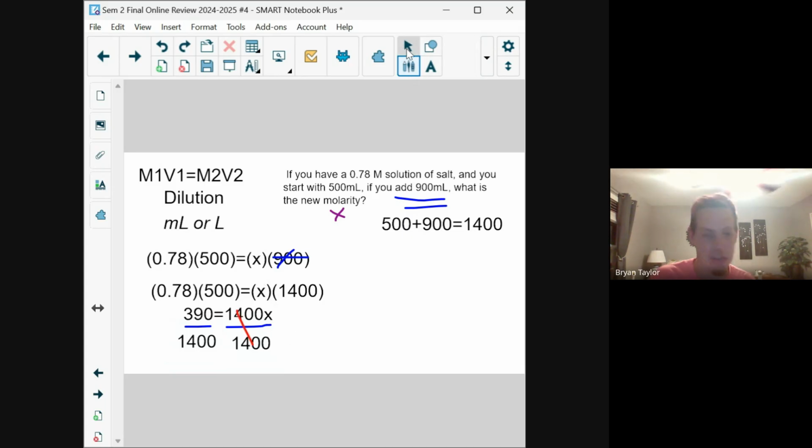So that cancels. So 390 divided by 1400 is 0.279 molar. And that is weaker, right? We added water. So it started at 0.78. It's now 0.28, essentially. This is way weaker. And it should be, right? We added a lot of water. It should be weaker. This makes sense. And that's the dilution.